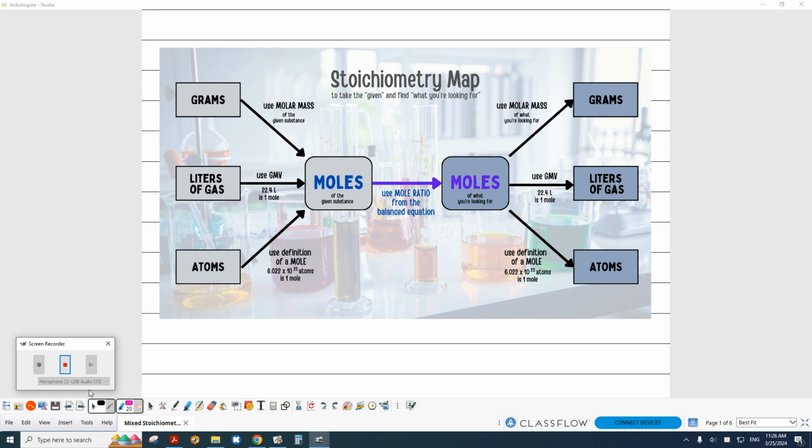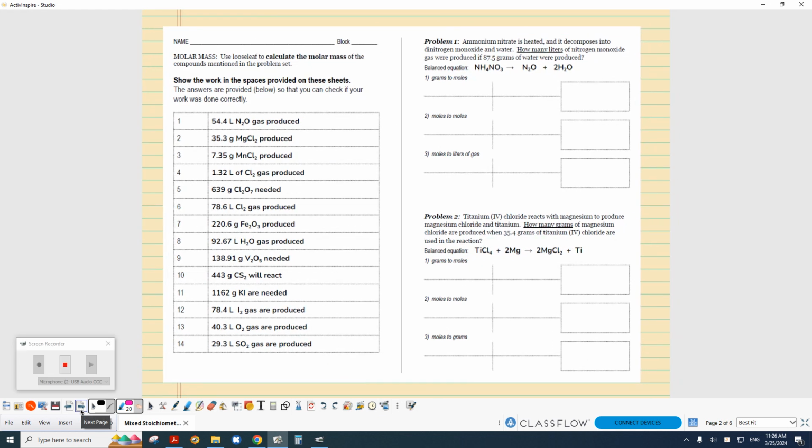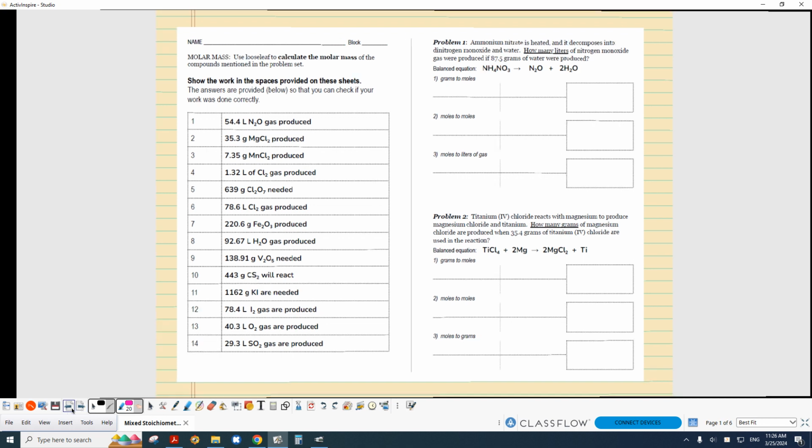Let's use this stoichiometry map to solve today's worksheet. The worksheet looks like this. And notice that the answers are given. The answers are provided so that you can check if your work was done correctly. And let's just review that map again.